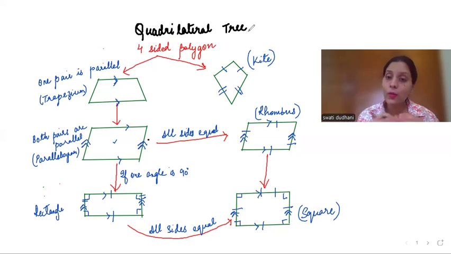Now the rectangle, when does a parallelogram become a rectangle? If you prove one angle is 90 degrees. Now you can make a rhombus and a rectangle into a square.